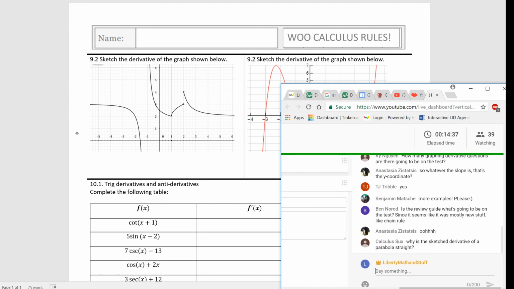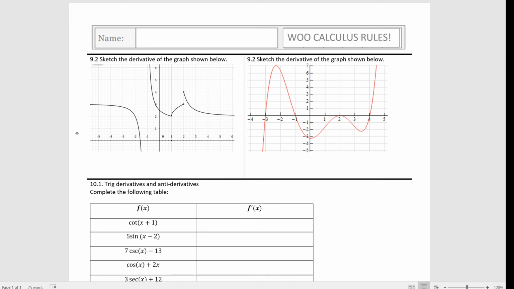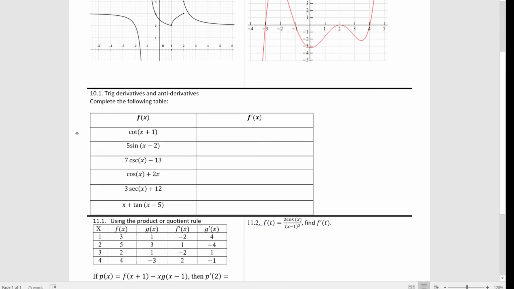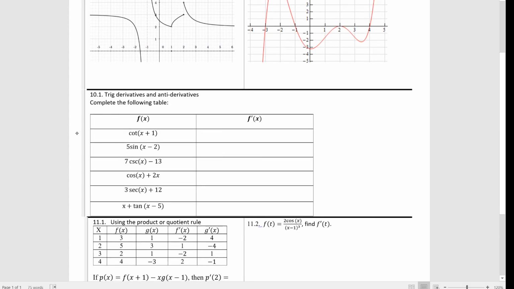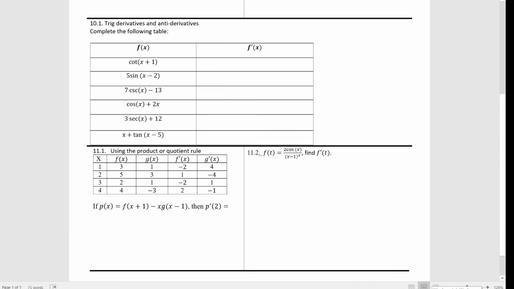Alright, I'm going to move back. I'm just going to do one of the trig sections. They may have been the same, actually. No, they were a little different. Because the trig stuff is really just memorizing the rule. So let me get both of these on here.